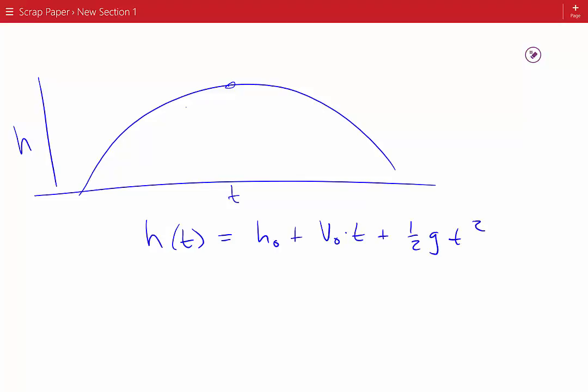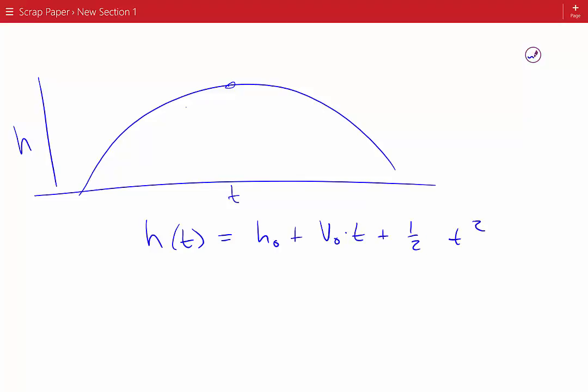Now, some books use different variables. I think some books use s sub 0 for height here. In physics, we use y for h, and initial velocity is v sub i. So you can use different variables to represent these things, but this is the formula.